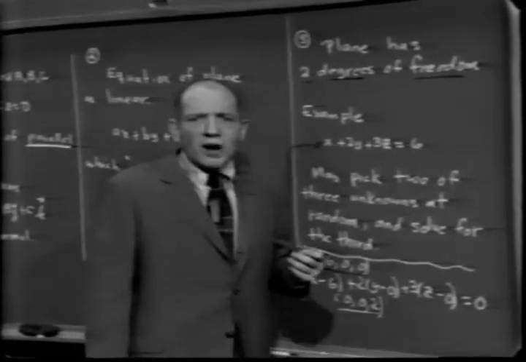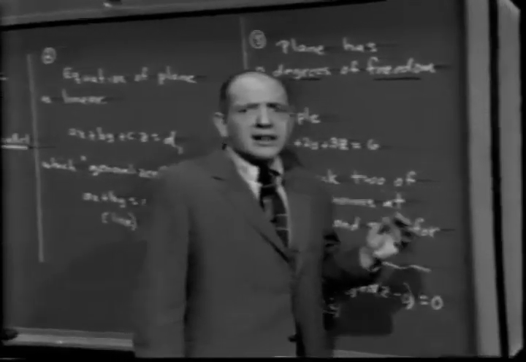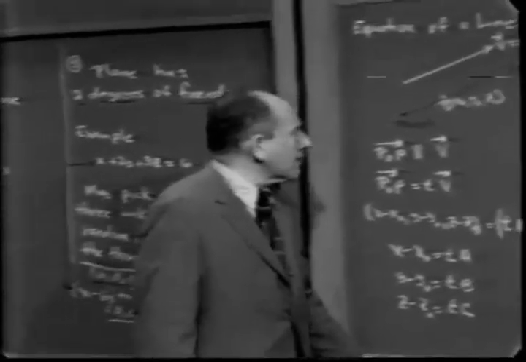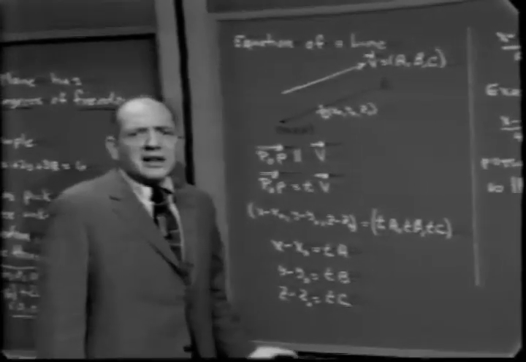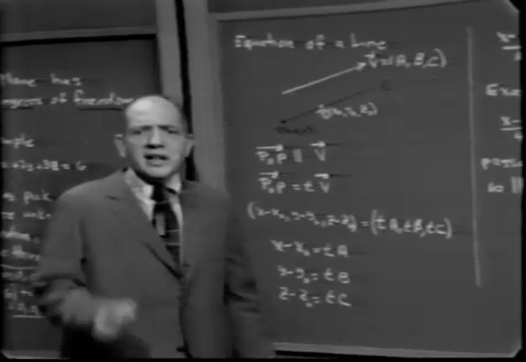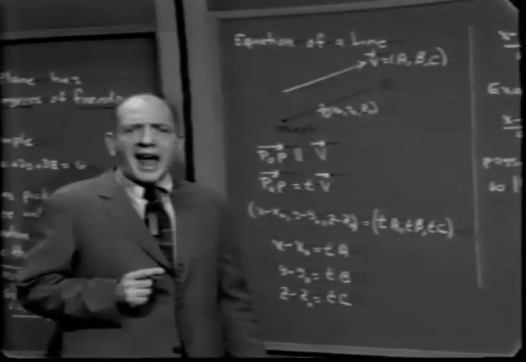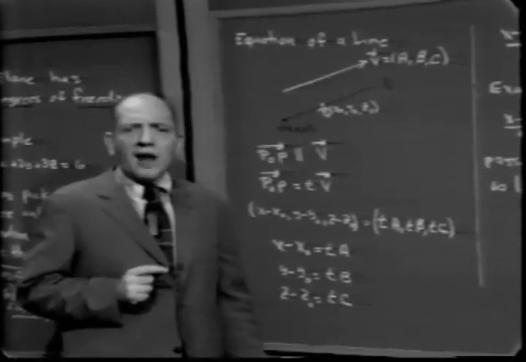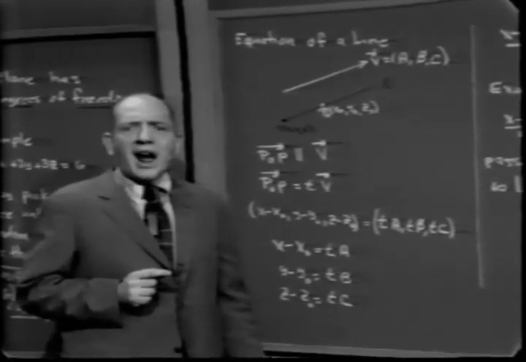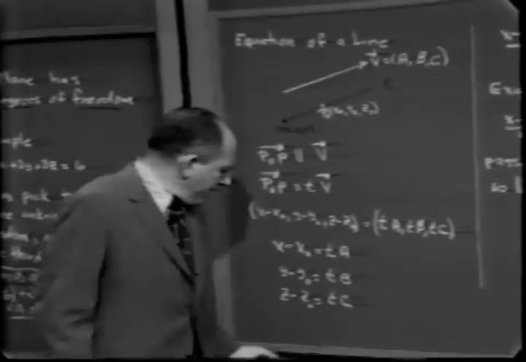And let's talk now about the equation of a line. That's a plane. Let's talk about the equation of a line. How do we determine a line? In two-dimensional space, we said we needed to know a point on the line and the slope. Another way of saying that is we need to know a point on the line, and we would like to know a line parallel to the given line.